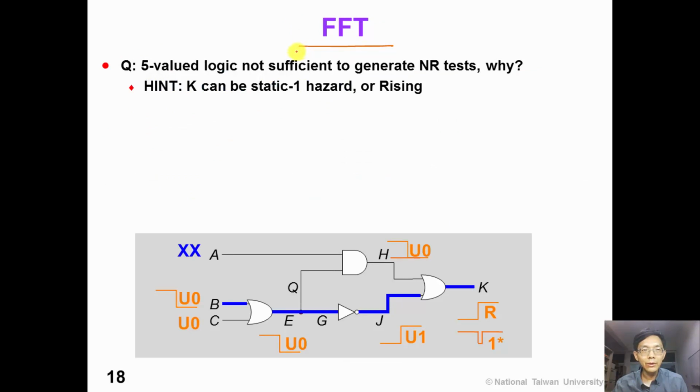Finally, it's time for FFT. In our video, we have mentioned that 5-value logic is actually not sufficient to generate non-robust tests. So please explain what is the reason. Here is a hint. As we can see, the output K can be either a rising transition or a static one hazard. So please use this example to answer this FFT.